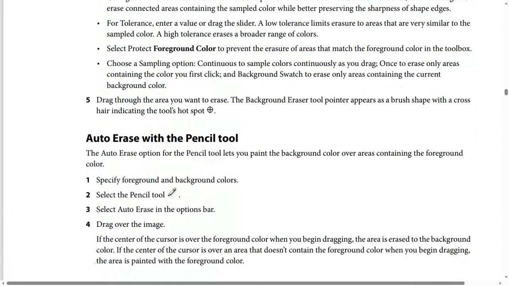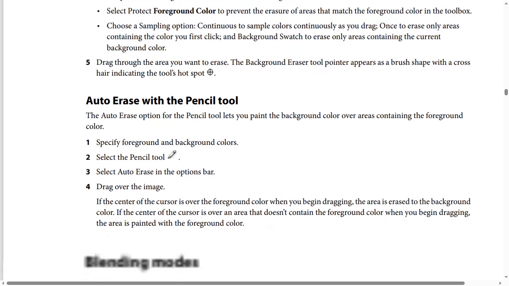So what about auto erase with the pencil tool? By the way, the auto erase option for the pencil tool lets you paint the background color over areas containing the foreground color. Specify foreground and background colors, select the pencil tool, then select auto erase in the options bar, and then drag over the image.